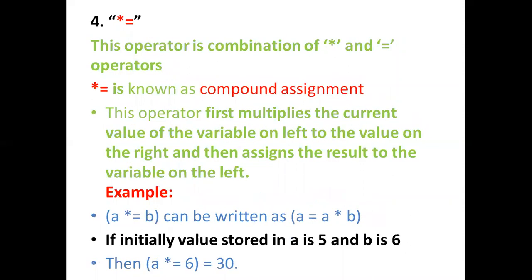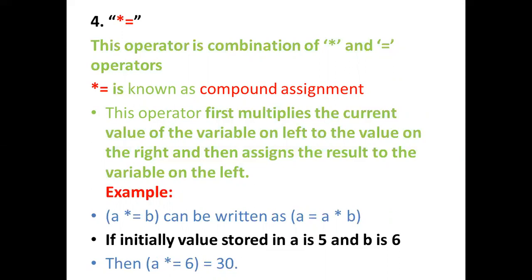Next one is multiply equal to. This operator is a combination of multiplication and equal to operator. Multiply equal to is known as compound assignment. This operator first multiplies the current value of the variable on left by the value on the right and then assigns the result to the variable on the left. For example, a multiply equal to b can be written as a equal to a multiply b.